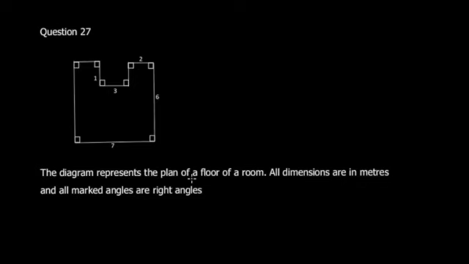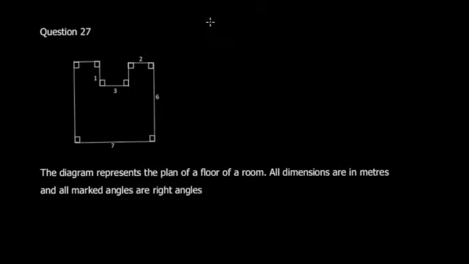So the diagram represents the plan of a floor of a room. All dimensions are in meters and all marked angles are right angles. Okay, so let's see. Find the perimeter of the floor. So perimeter first. What's perimeter?